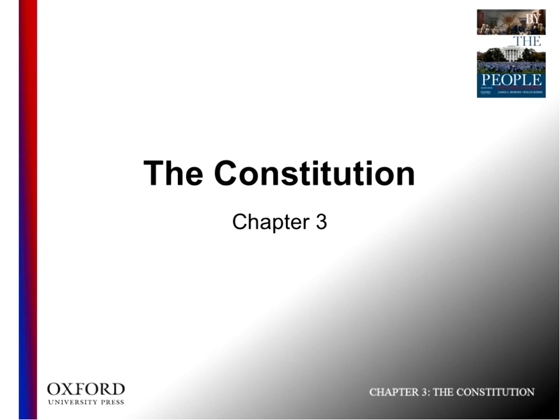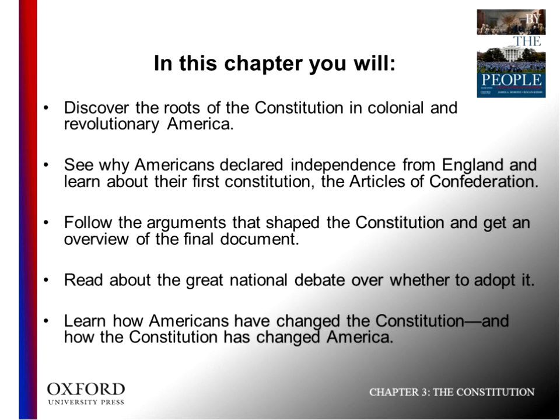So let's begin then. In this chapter, Maroney and Kirsch are trying to give us an understanding of the Constitution and how we ended up with our Constitution in the first place. And so this chapter will discover the roots of the Constitution in colonial and revolutionary America.